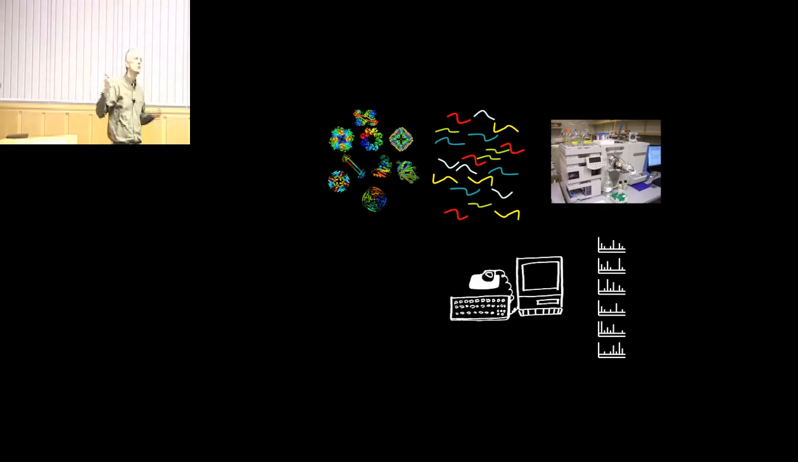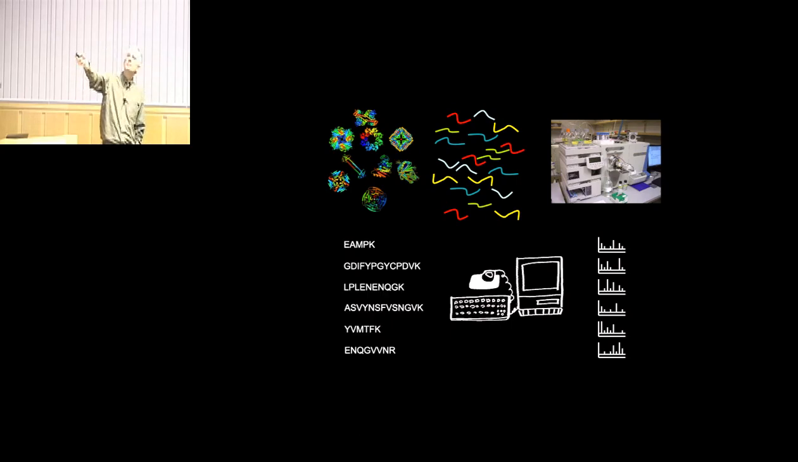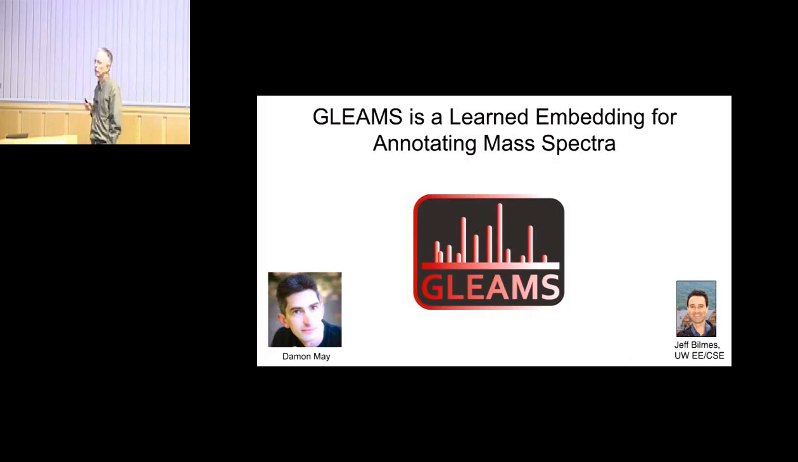So then you put it through some fancy computer, and ideally, out comes an identification for each of the observed spectra. You can say, this is the peptide that I think was responsible for generating it. So the project I want to tell you about is GLEAMS. GLEAMS is a recursive acronym. GLEAMS is a learned embedding for annotating mass spectra. It was developed by Damon May, a PhD student in my lab, in collaboration with Jeff Bilmes in electrical engineering.